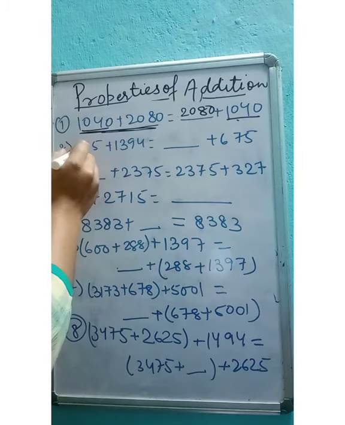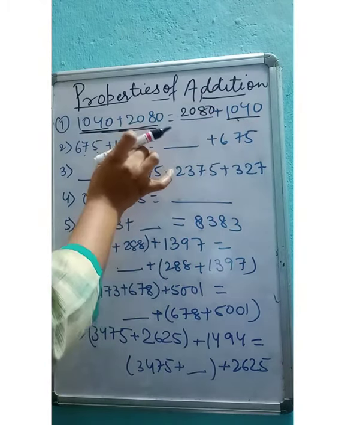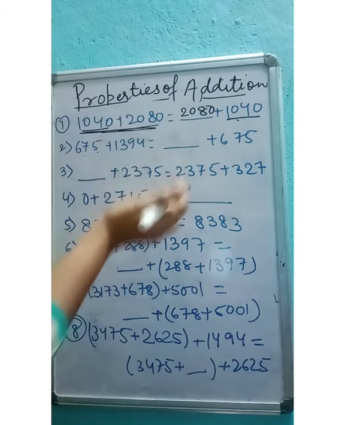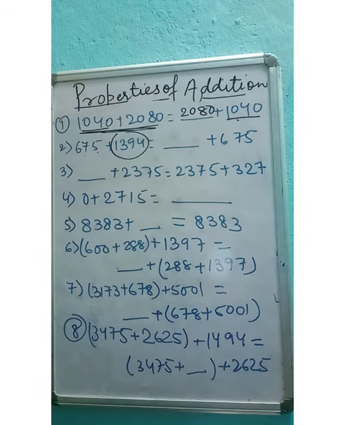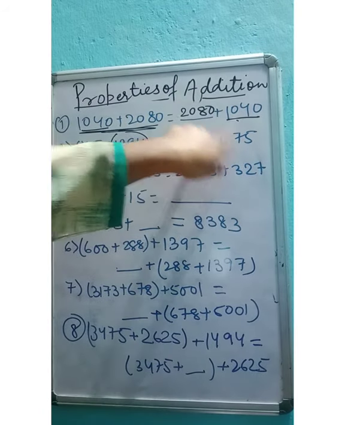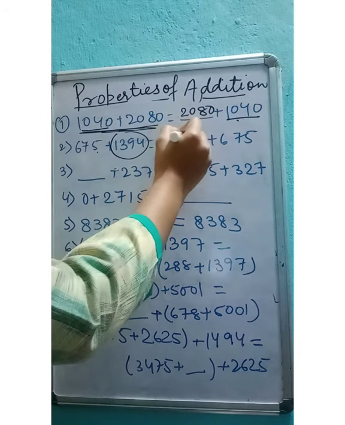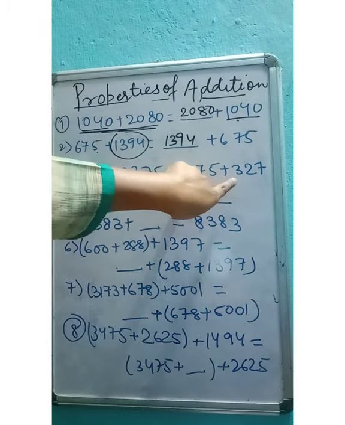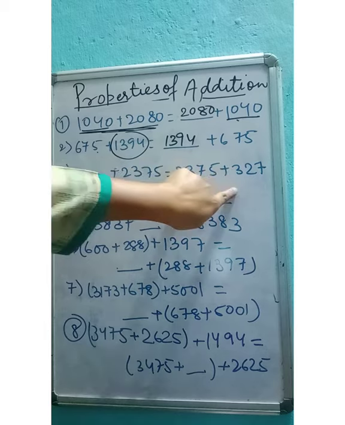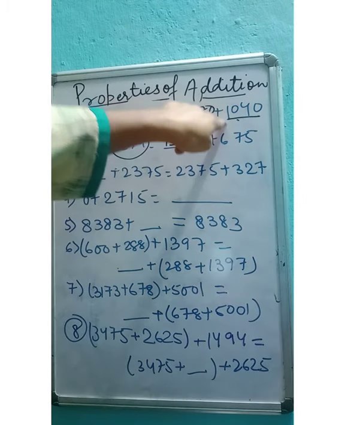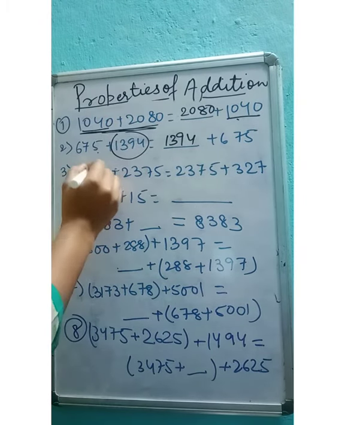2080. Again 675 is added here, which is left. What we add in this will be the same, and the answer will be the same. Because what does the order property for addition tell? It tells that the sum of 2 numbers does not change when the order of addends is changed. So we have changed the order, nothing else. Suppose here 1040 is at the first position, now it is at the last position. Once again, 327 will be at the first position.